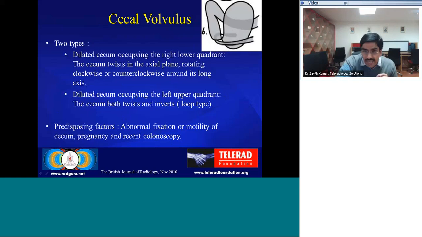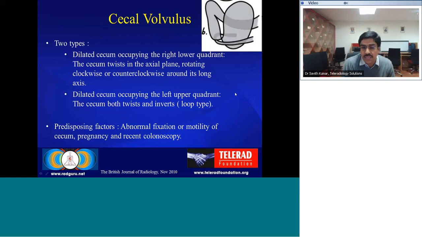And the second type, this is the illustration where the dilated cecum occupies the left upper quadrant. Here, in addition to the twisting which is seen in the first type, the dilated cecum also inverts. So the cecum is twisted along its long axis and then inverts. This is also called a loop type of cecal volvulus. Here the dilated cecum occupies the left upper quadrant.